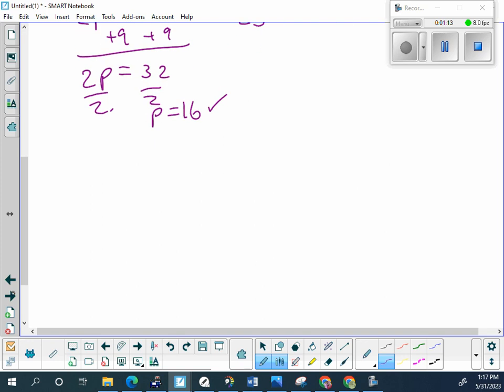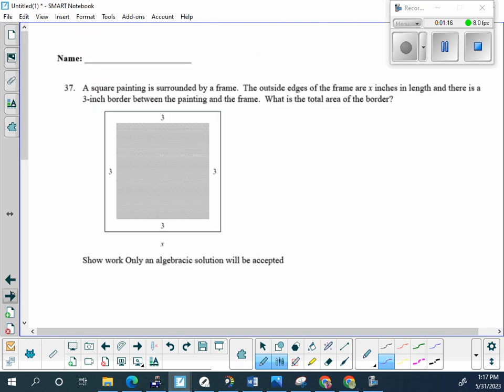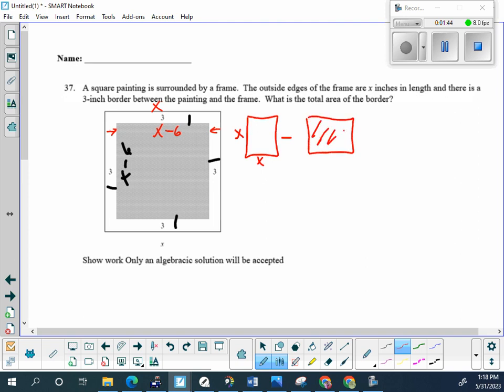Moving along here to the next question. This question here, we've done this one before. I'm going to come in on each side 3 inches. So the length here is going to be x minus 6. And the length over here is also x minus 6 because it comes in 3 from x on both sides. So we're doing the area of the frame, which is x by x, minus the area of the shaded region, which is x minus 6, x minus 6. And that's going to be the area of the cutout region.